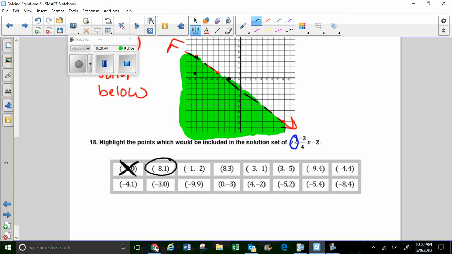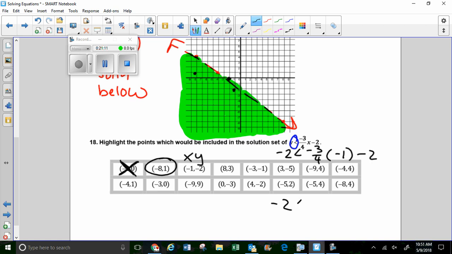-1, -2. That's going to be just inside the shaded region. So I'm not exactly sure if that was really on the line or in the shaded region. How could I be sure? Well, you can plug it into your inequality. So let's just practice that. I'm going to replace y with -2 and replace x with -1, and see what we end up with.